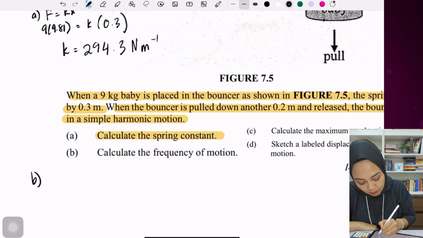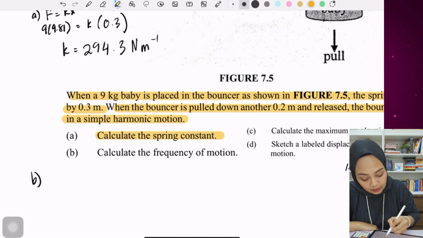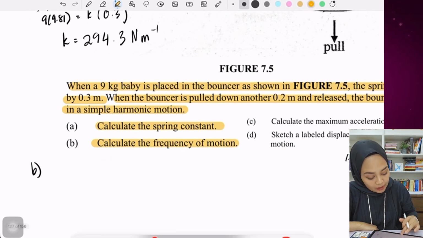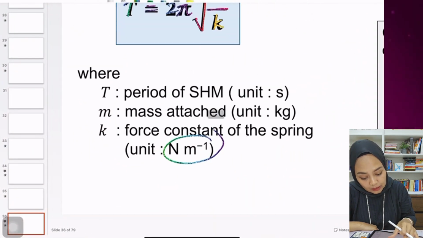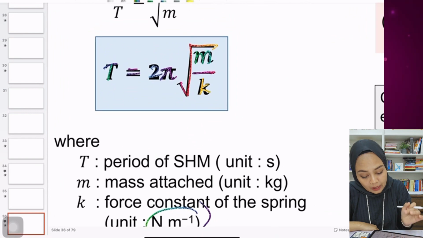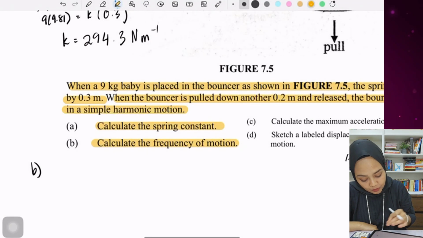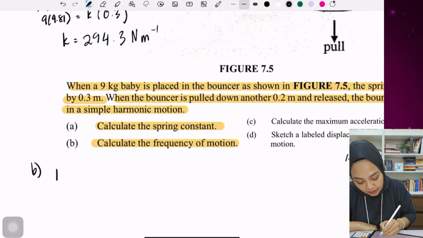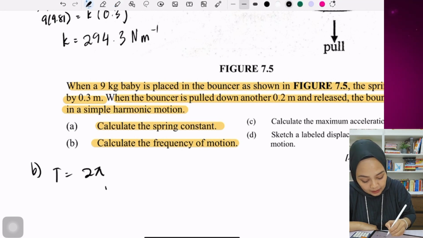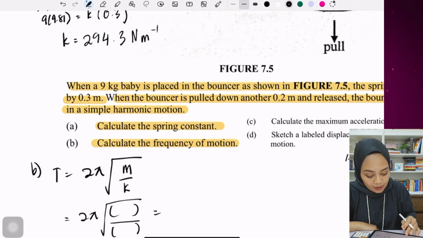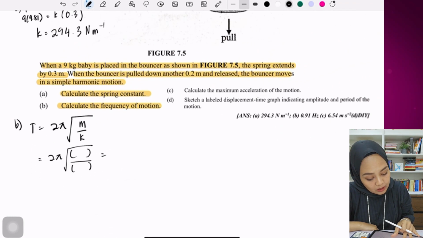Let's find question B. It asks us to calculate the frequency of the motion. So this is a spring, and if we look back at our notes, for a spring, T equals 2 pi square root of M over K. So we're going to put this one, T equals 2 pi square root of mass over spring constant. Add in all the values. You do the substitution yourself, yes? And then you should get the answer as suggested.